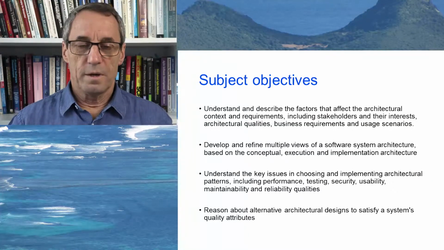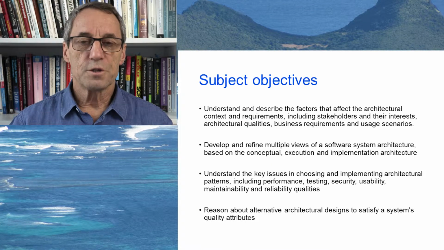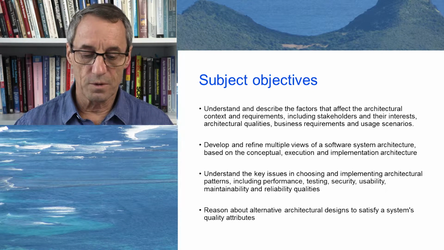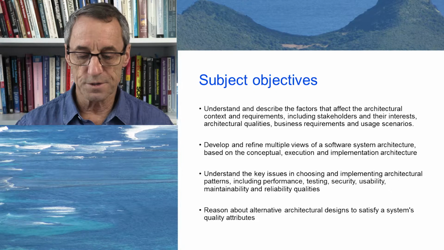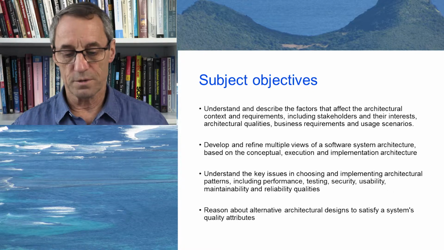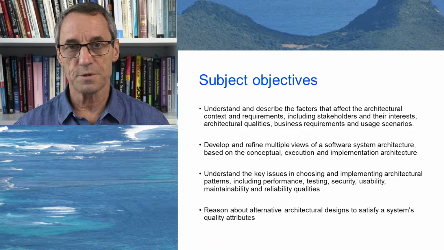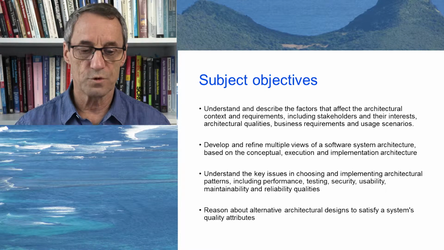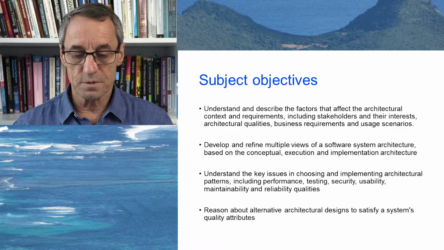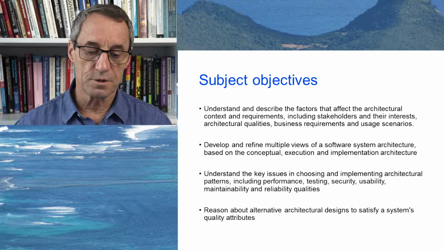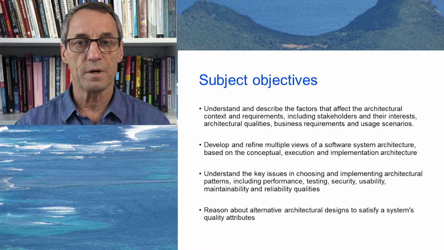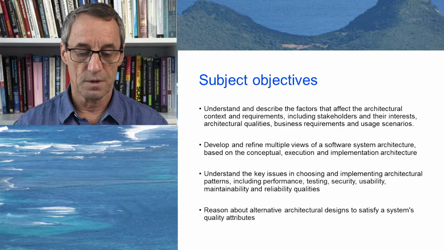Now, how about we talk about how the subject is taught and run, the teaching and learning strategy. The subject objectives, I think I mentioned them before, but the objectives is to understand and describe the factors that affect the architectural context and requirements, including stakeholders, their interests, architecture qualities, business requirements, and usage scenarios. You should be able to do that. You should be able to develop and refine multiple views of software systems architecture based on the conceptual, execution, and implementation architecture. So you must be able to develop and reason about those different views of an architecture.